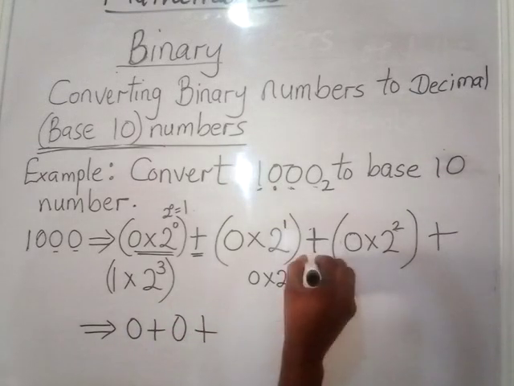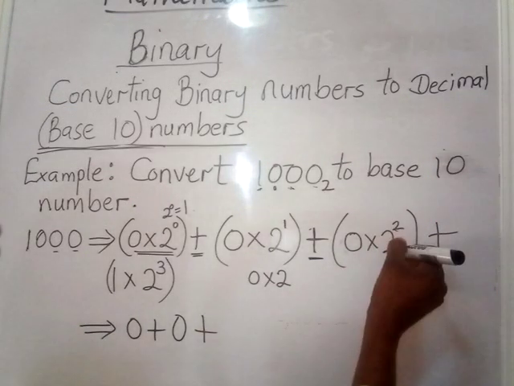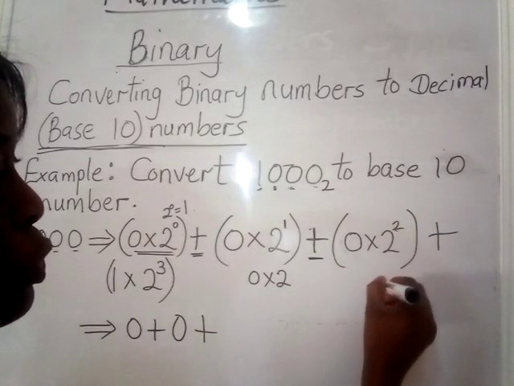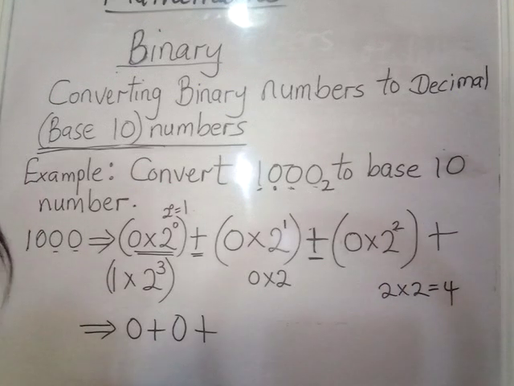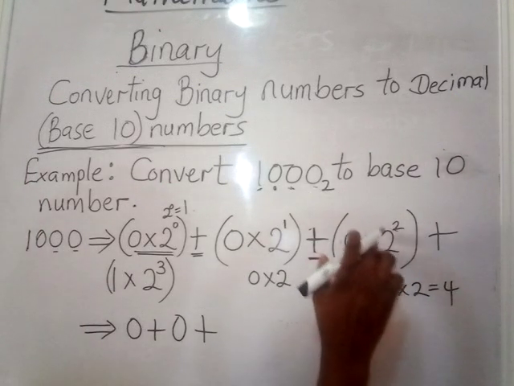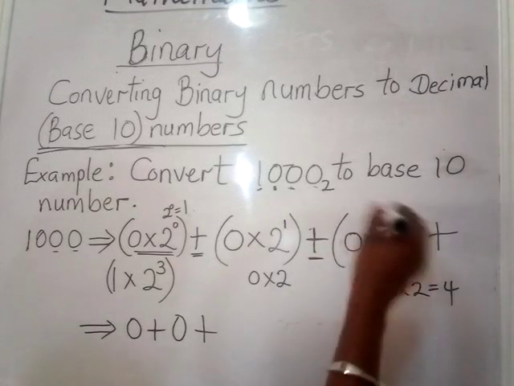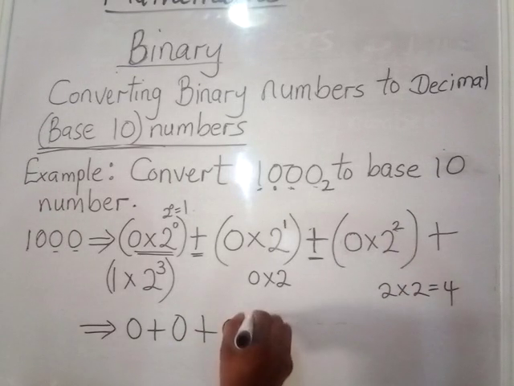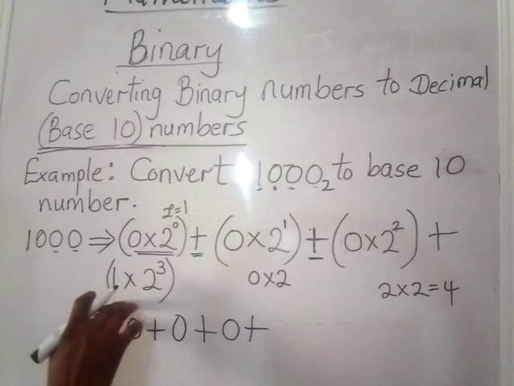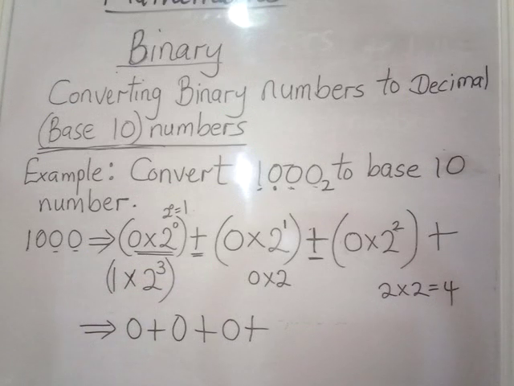Plus, we are moving to the third value. 2 to the power of 2 means 2 times 2. And 2 times 2 is what? 4. But then, we are still multiplying 4 by 0. Remember, any number multiplied by 0 is 0. So this whole bracket, again, the value here amounts to 0. Right? Then plus the last one, we come to the last bracket. And that is 1 times 2 raised to the power of 3.